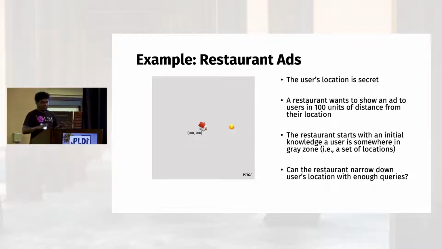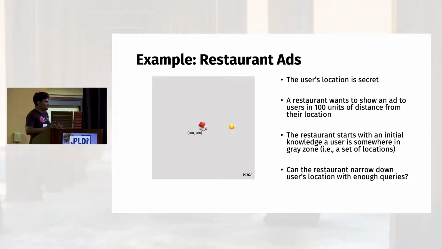So imagine there's a user who's hungry, and they're scrolling through their Facebook app, and there's a restaurant, and let's call this restaurant Pizza Hut because it's a malicious restaurant. It wants to find out your location and not serve you food. So what they'll do is they'll start off by making an assumption that the user could be anywhere in the gray area, right? So we call this gray area the prior knowledge of the restaurant.